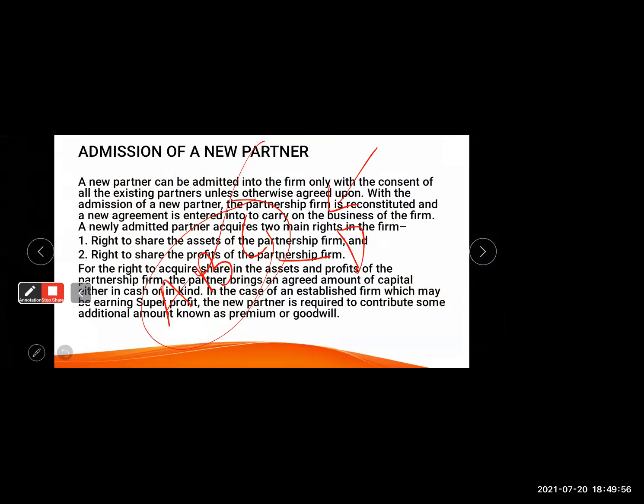So now the next one, just one more point. What are the points we require when the new partner is entered? A new partner can be admitted into the firm only with the consent of all existing partners, unless otherwise agreed upon. On the admission of a new partner, the partnership firm is reconstituted and a new agreement is entered into to carry on the business of the firm. Okay. Aapko maine example diya. A, B already there. C is entering. So now we have to renew the agreement. Abhi jo A, B ka hai, wo old will be ended. A, B, C, a new agreement will be created.